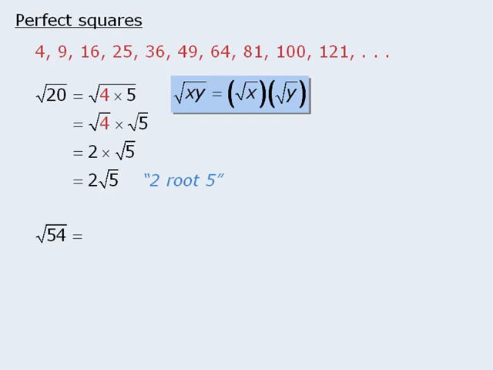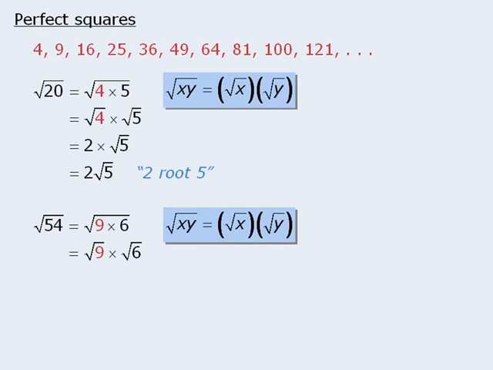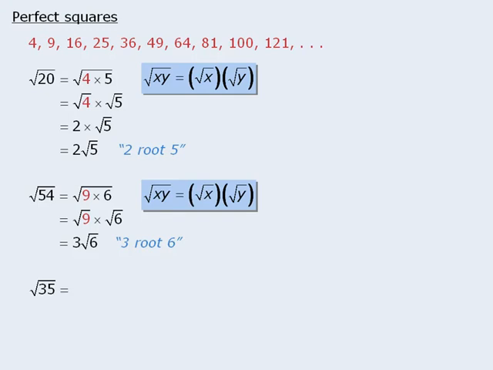Alright, let's try another one. Our goal here is to take 54 and rewrite it as something times something else, where one of those somethings is a perfect square. How can we do this? Well, we can rewrite 54 as 9 times 6, where 9 is a perfect square. From here, we can apply the following property to rewrite the root as the square root of 9 times the square root of 6. Now, the square root of 9 is 3, and the square root of 6 has no integer value, so we will leave this as it is. So the square root of 54 is equal to 3 times the square root of 6, or simply 3 root 6.